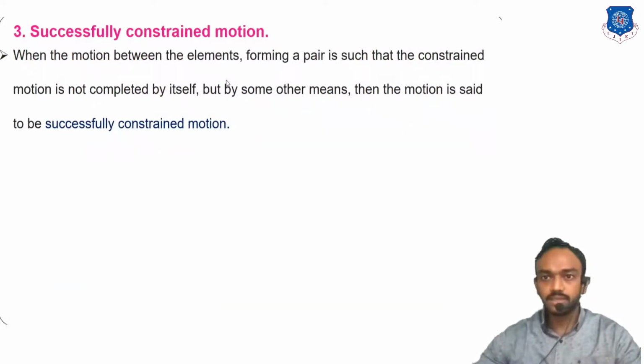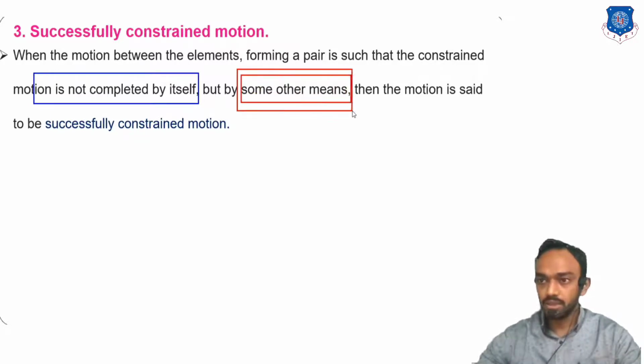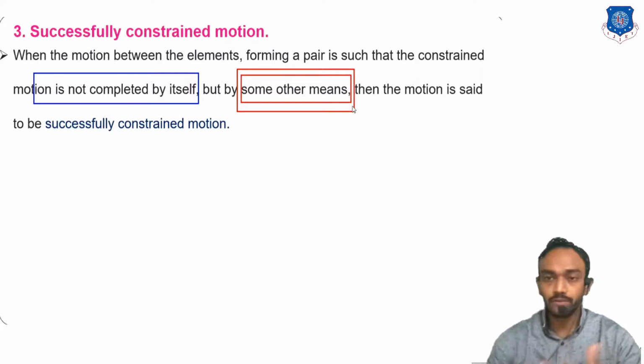Third is successfully constrained motion. Check the definition: motion between the elements forming the pair is such that constrained motion is not completed by itself, but by other means. What is meant by other means? There is a possibility of more than one motion, but by applying a spring, a weight, a load, a force, anything, by applying external forces, we make that component constrained.